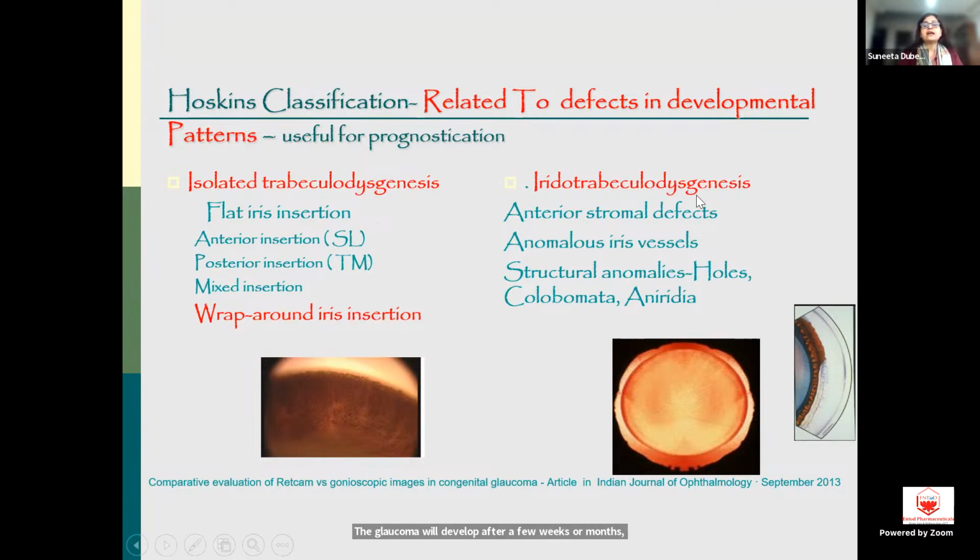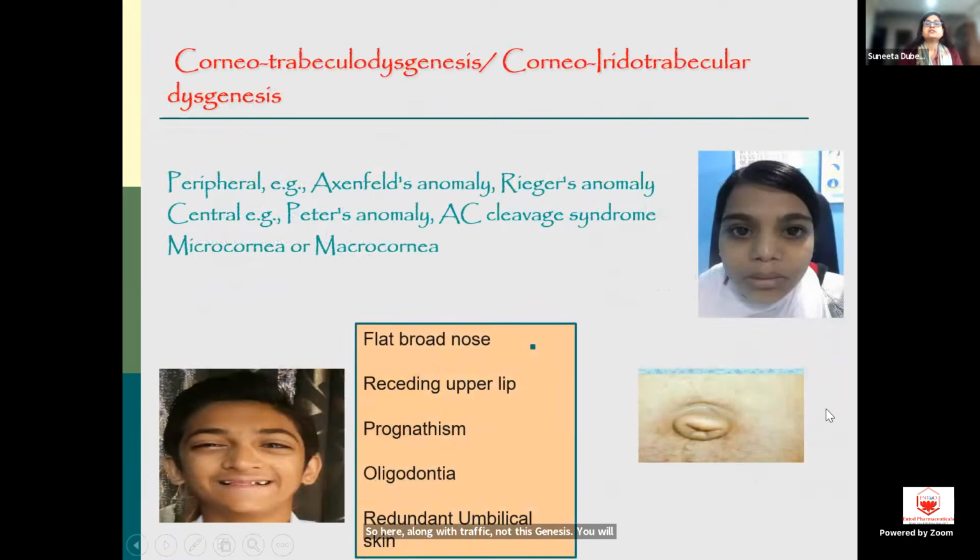But then there is another category, which is iridotrabecular dysgenesis. Here, along with trabecular dysgenesis, you will see defects in the iris or in other parts of the eye. This is, as you can see, Axenfeld-Rieger syndrome. Here the child will be presenting with other systemic features, as you can see: flat, broad nose, receding upper lip, prognathism, redundant umbilical skin. These are some of the systemic features.